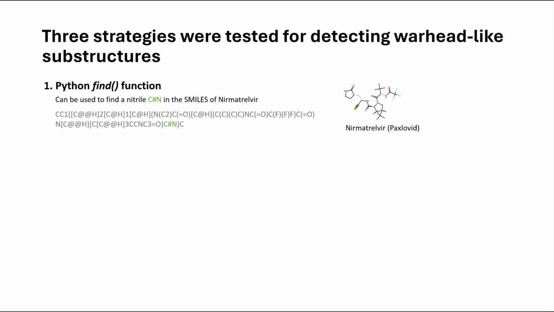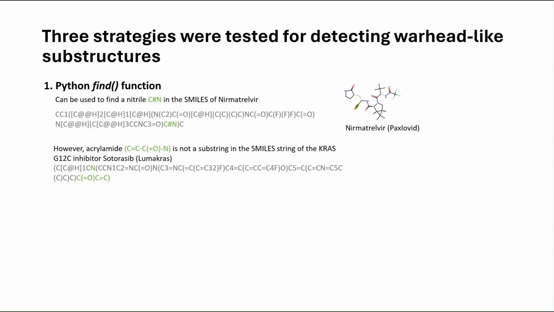Because the compound can be described using a SMILES notation, the first strategy I tried is to use the simple Python string find function. Taking the Ammatrovir or Paxlovid as an example, it is easy to find the nitrile group in the SMILES representation of Paxlovid.